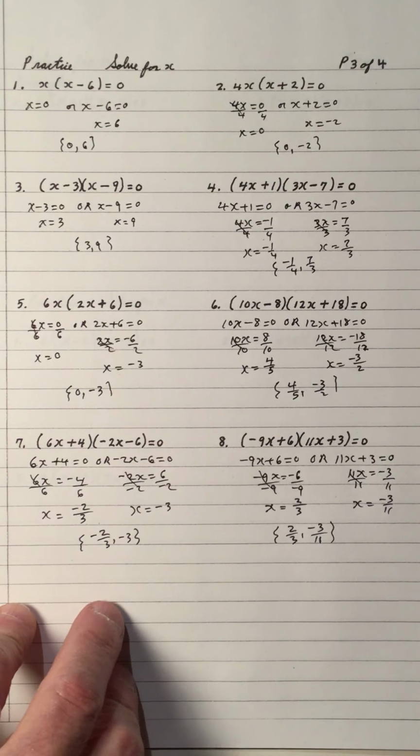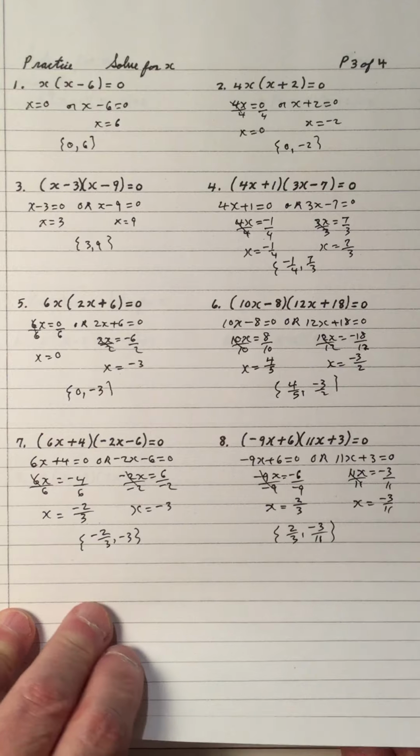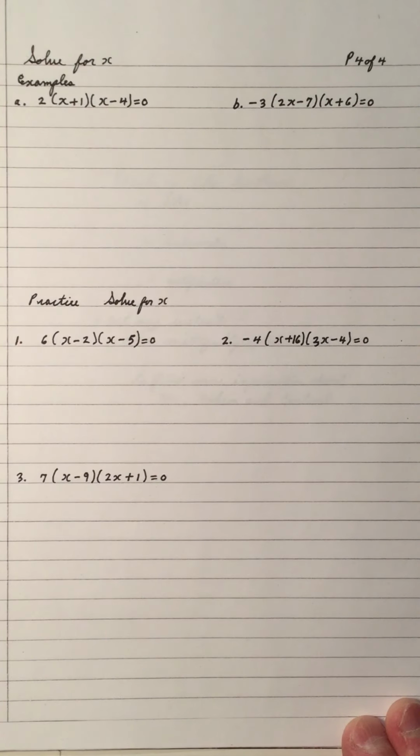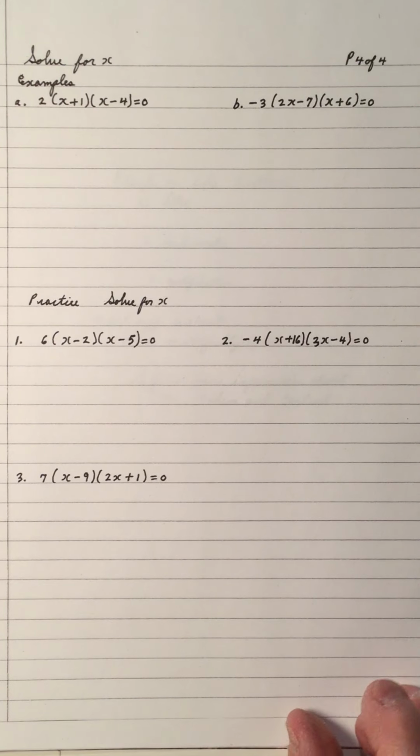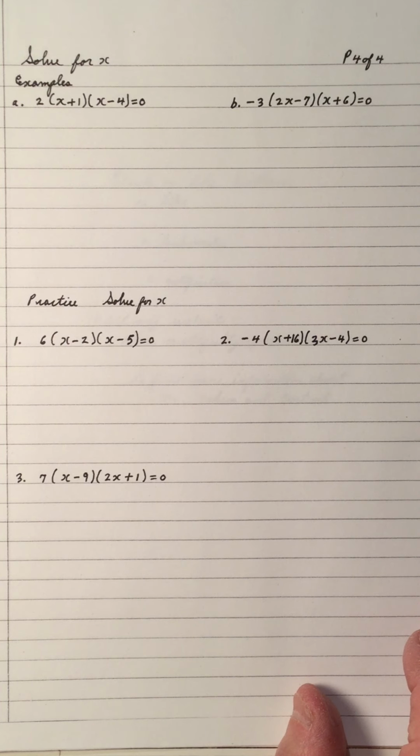And you can see the zero products. If you multiply two numbers and they give you 0, then one of those numbers must be 0. And just more practice. Remember, we're always reviewing our skills.